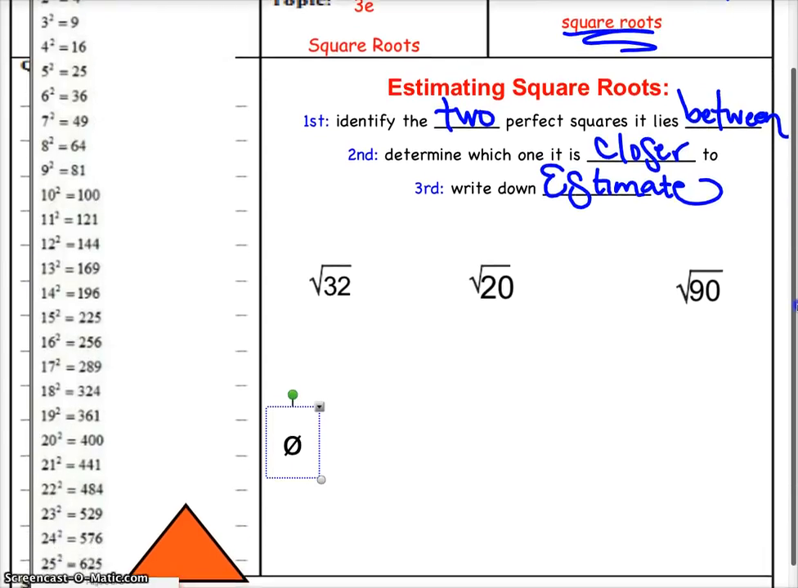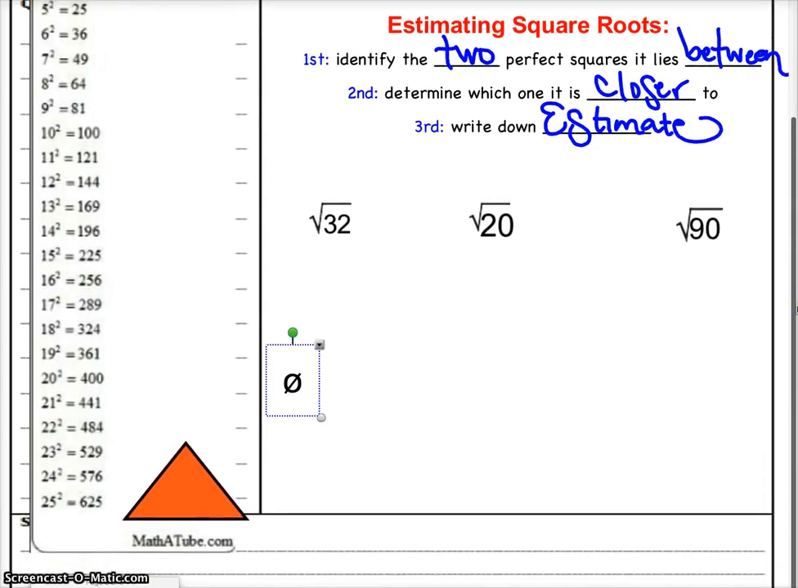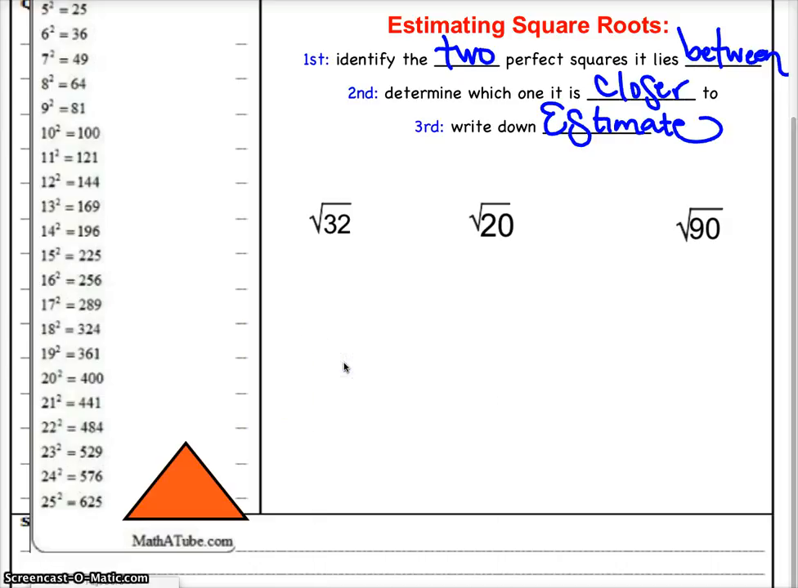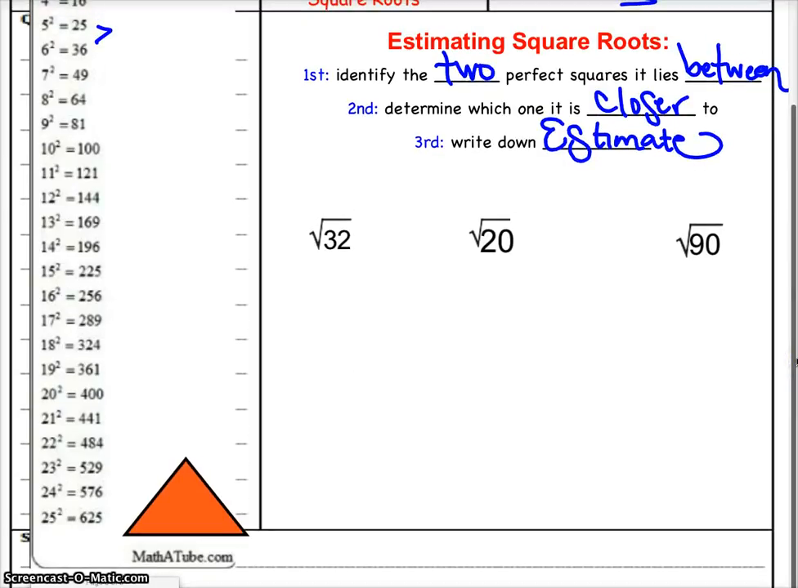So here's how I handle this. The square root of 32. What two perfect squares does the square root of 32 lie between? Okay? It lies somewhere in between. So it lies between the square root of 25 and the square root of 36, right? This is 5, this is 6.